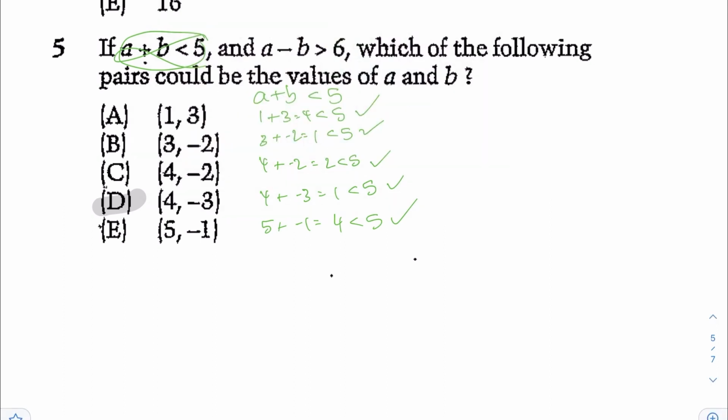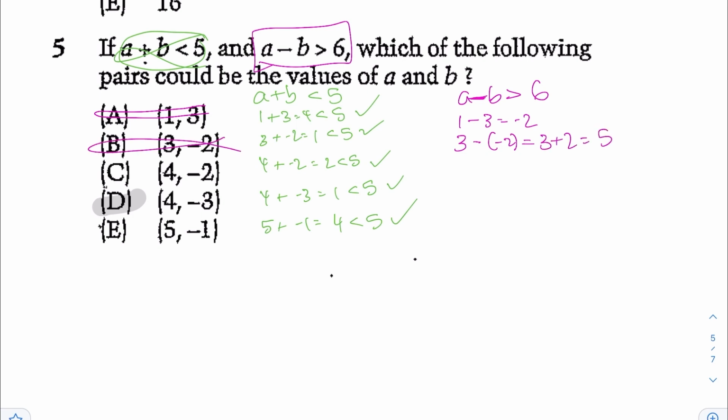Now, you have to use the other part. Hopefully 4 of these will be eliminated. So a minus b has to be greater than 6. So for choice A, you have 1 minus 3. That's equal to negative 2. That's not bigger than 6, so A is wrong. For choice B, 3 minus negative 2. Again, you have to subtract a negative. That means it's the same as 3 plus 2. That's equal to 5. That's still not bigger than 6, so that's wrong.